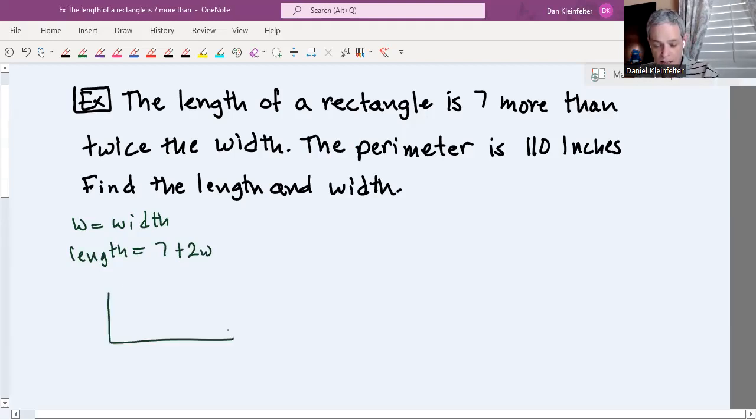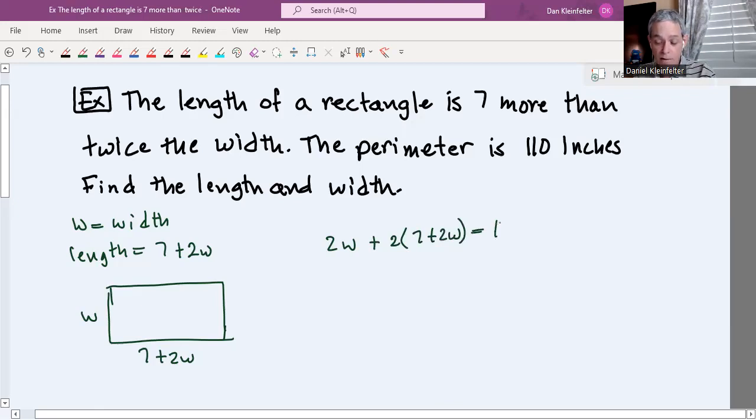Okay. The perimeter for a rectangle is the distance around. We'll have a width, and we'll have 7 plus twice the width. So there are 4 sides. 2 are W, and 2 are 7 plus 2W. And we're told that that perimeter equals 110 inches.